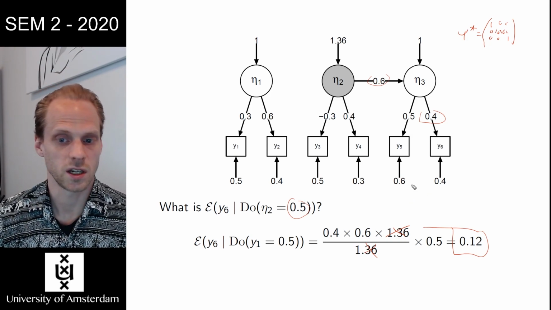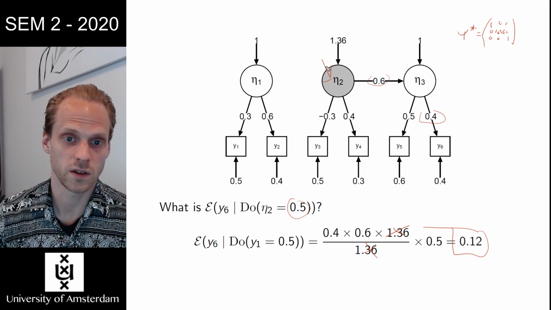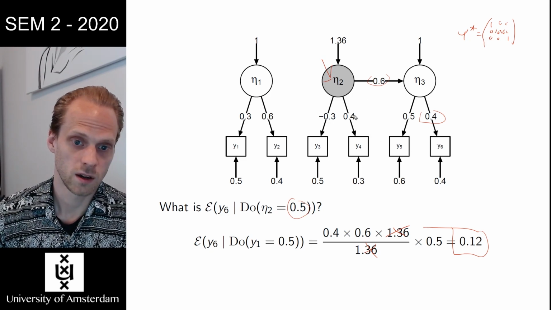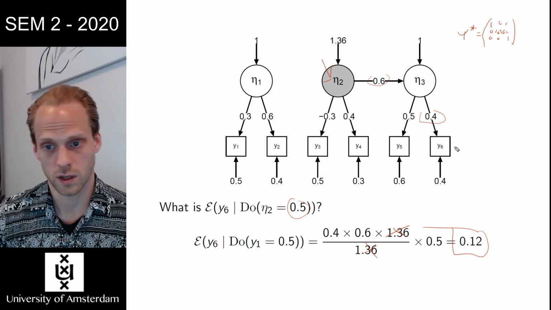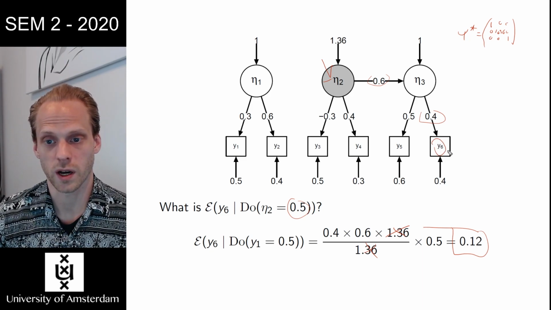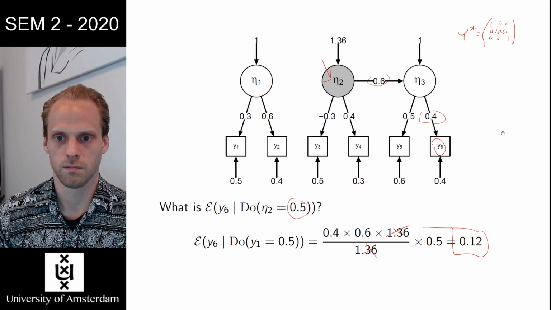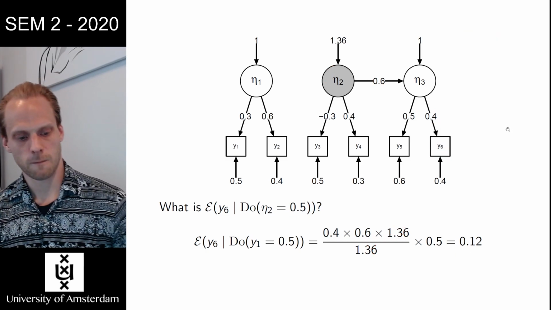Right, so that means that when we set this to 0.5, then we expect this to be 0.12 higher, which is nice. Okay, and that's it for the video lecture on expected values under seeing and doing.